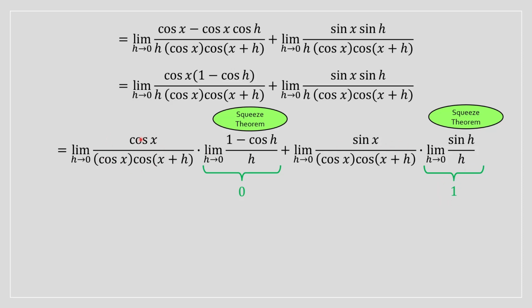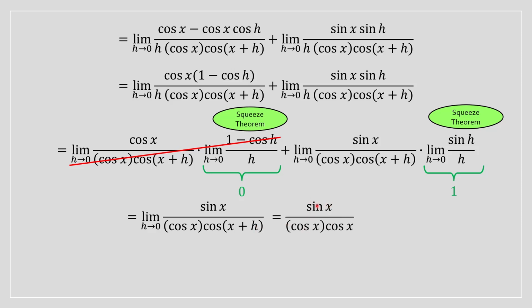So over here, we've got a term multiplied by 0. So this is going to go straight to 0. And what we're really going to be left with is this limit right over here, because this limit over here is equal to 1. So taking the limit of this is very straightforward. You're going to replace the h with 0, and you are going to have sine of x divided by cos of x times cos of x.